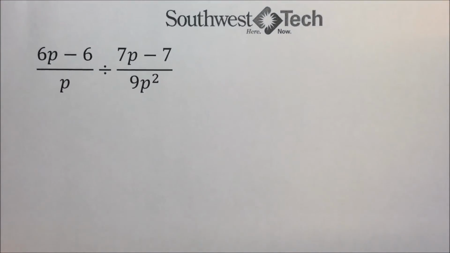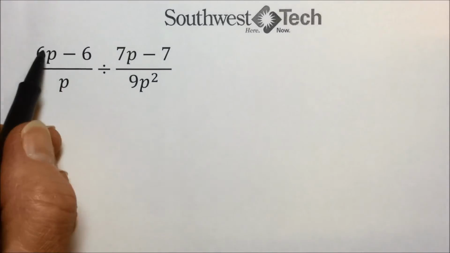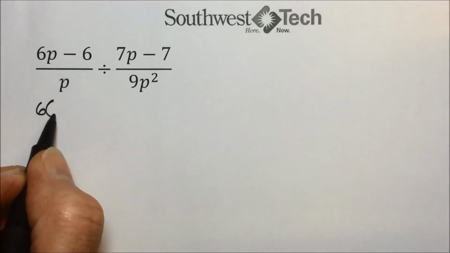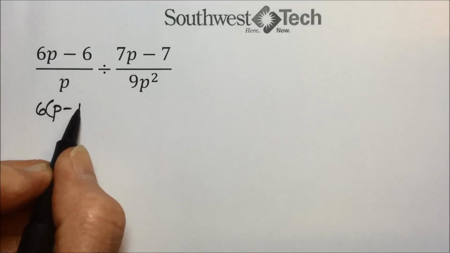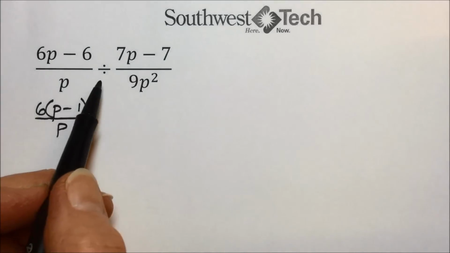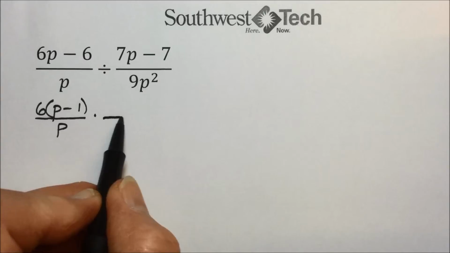In this next example, we have division. But again, before we tackle the division, let's factor as we go. Common factor here is a 6 in the numerator. Dividing by 6 leaves a p minus 1 over p. The rule for division is invert and multiply, so our division turns into multiplication.